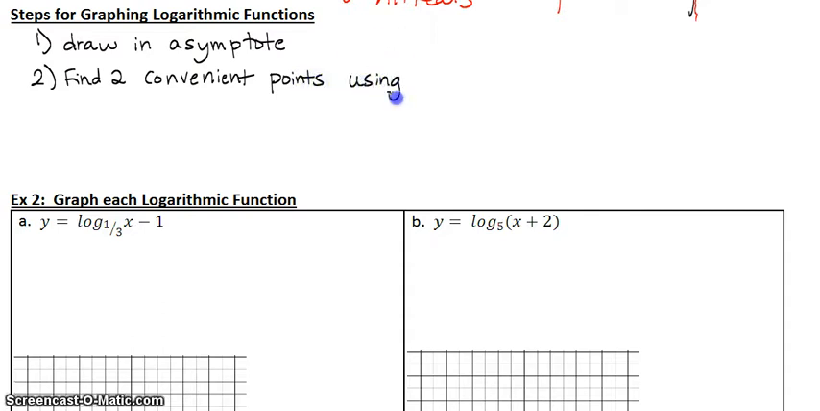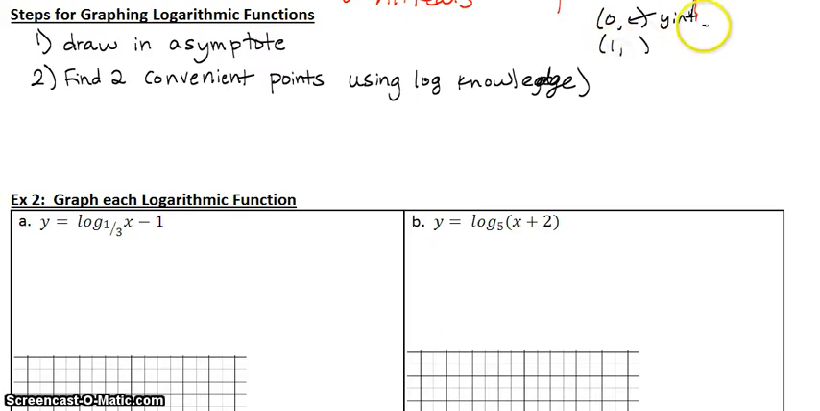Find 2 convenient points to plot using your log knowledge. And I just want to throw it out there. Remember when we were doing the exponential graphs in 8.1 and 8.2, the 2 points that we found were (0, something), that was the y-intercept, and (1, something), that was some other point. We used those 2 because they were the 2 easiest points. This time we're also going to use that basically, only we're going to have y as 0 and y as -1, and I'll say more about that in a little bit.